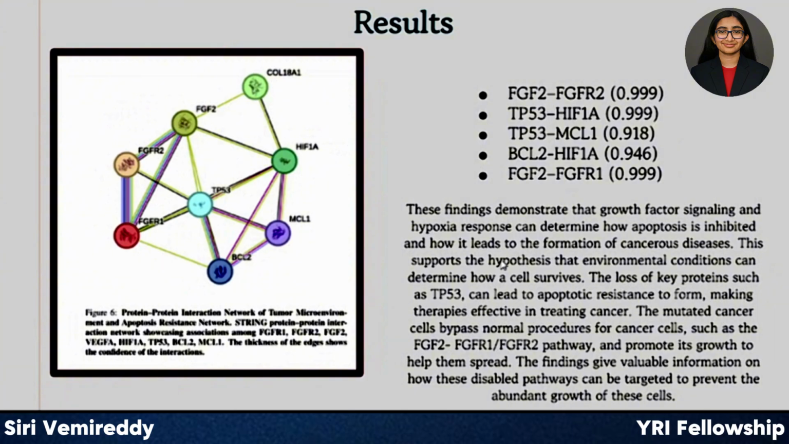And the loss of key proteins such as TP53 can lead to apoptotic resistance to form because TP53 is such a big apoptosis regulator protein. And this makes therapies ineffective in treating cancer. The mutated cancer cells can bypass normal procedures for cancer cells such as FGF2 and the FGFR1 and FGFR2 pathway and promote its growth to help them spread. The findings give us valuable information on how these disabled pathways can be targeted to prevent the abundant growth of these cells and help stop the eventual formation of tumorigenesis.